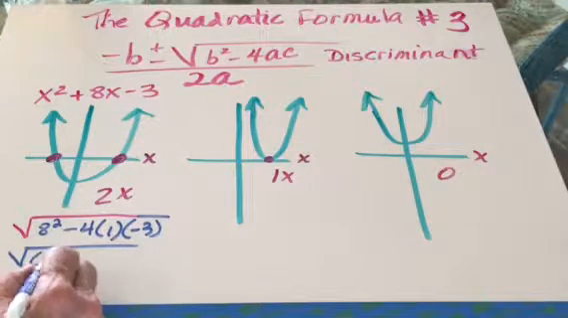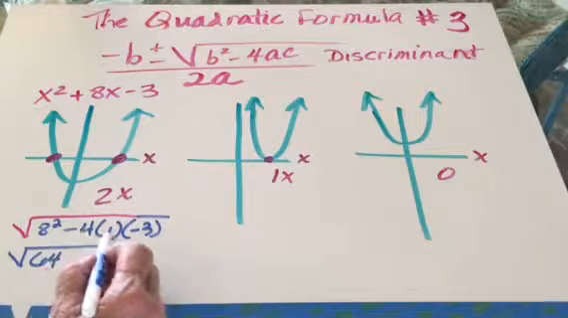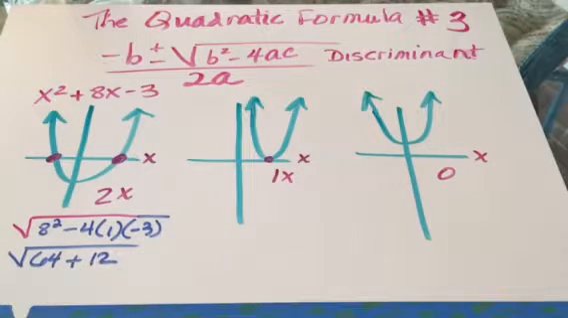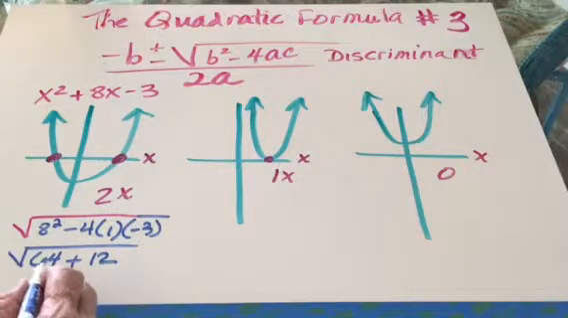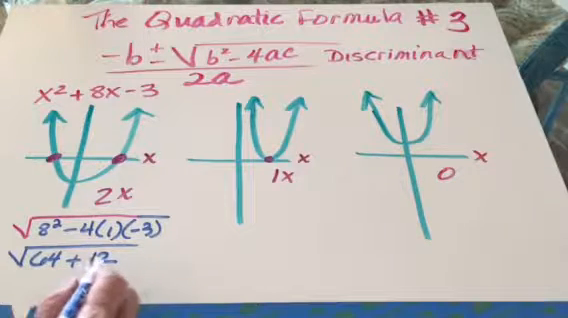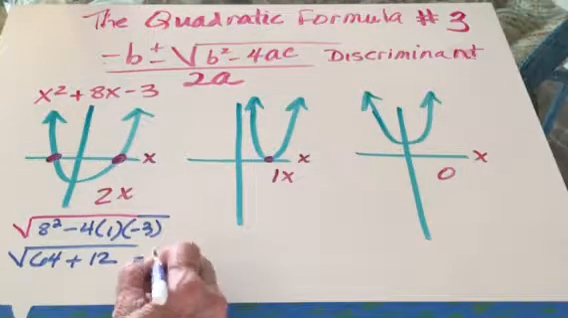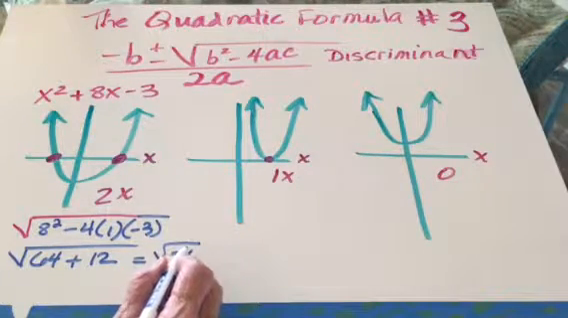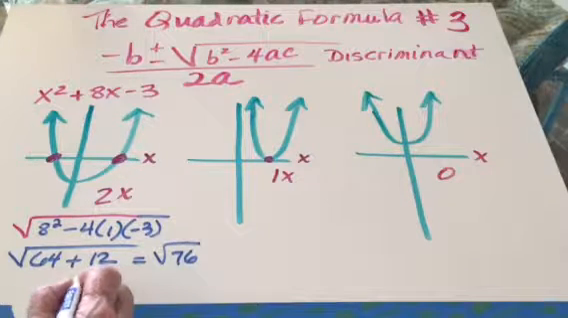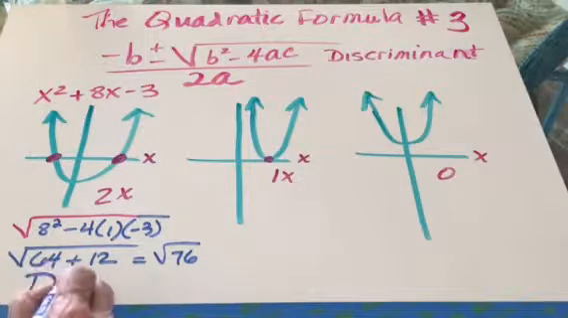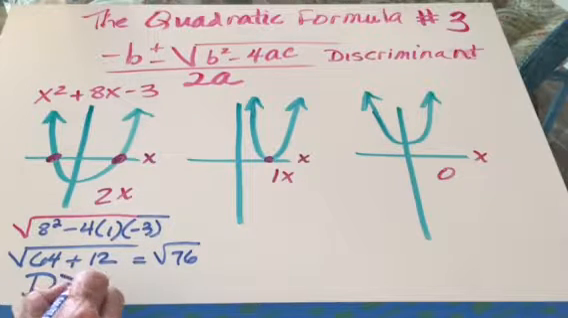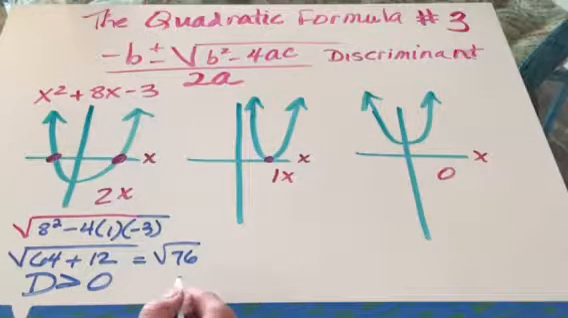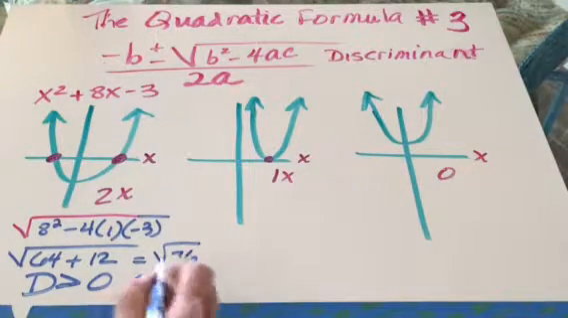So this is going to be 8 times 8 is 64. Negative 4 times 1 is negative 4. Negative 4 times negative 3 is positive 12. And 64 plus 12 is 76. So that's going to equal radical 76. Now, the discriminant is greater than 0. That means there's going to be 2 answers, just like this.